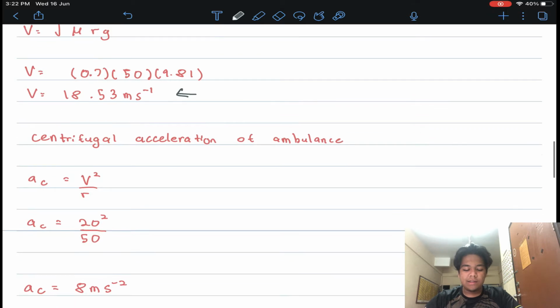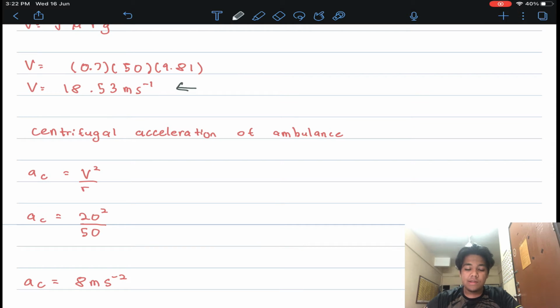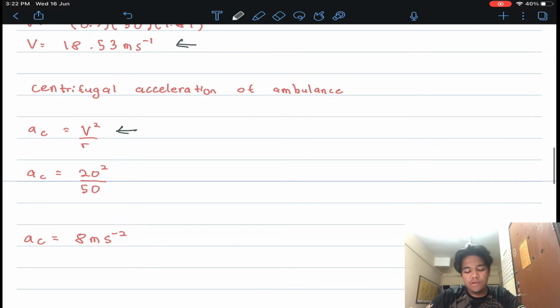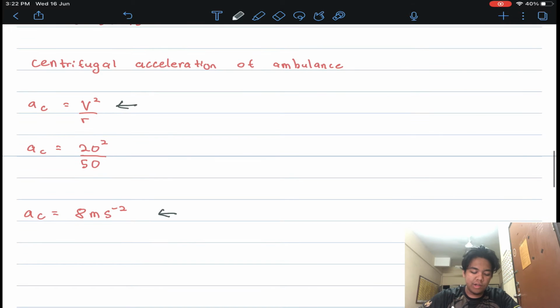And then we calculate the centrifugal acceleration of the ambulance using the equation a_c equals v squared over r. After we replace the numbers, we got the acceleration 8 meters per second squared.